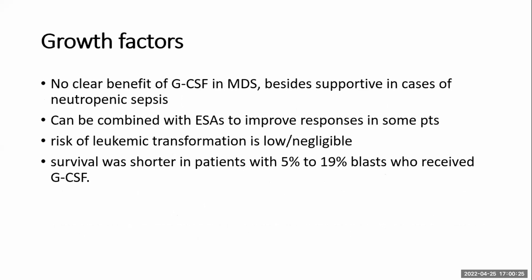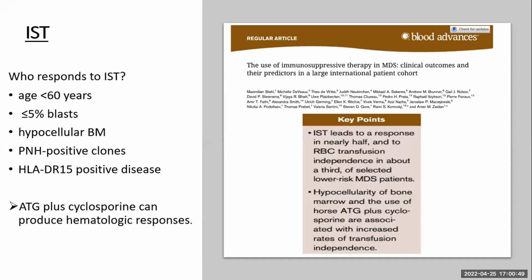And then use of growth factors like Neupogen, there isn't any clear benefit besides supportive therapy in cases of neutropenic sepsis, and they can actually be combined with other growth factors like ESAs to improve responses. The risk of leukemic transformation is low to negligible, and survival was, of course, shorter in patients with a higher percentage of blasts if they received growth factors.